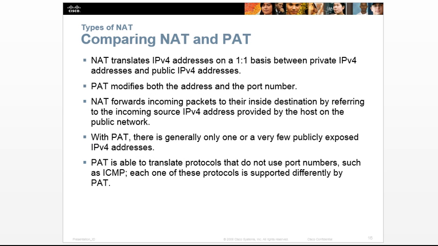So here's just a great little example where we're going to compare NAT and PAT. NAT translates IPv4 addresses one-to-one between private and public. PAT modifies both the address and the port number. NAT forwards incoming packets to their destination provided by the host on a public network. With PAT, there is generally only one or very few publicly exposed IP addresses. PAT is able to translate protocols that do not use port numbers, such as ICMP, which, remember, is ping. Each of these protocols is supported differently by PAT.